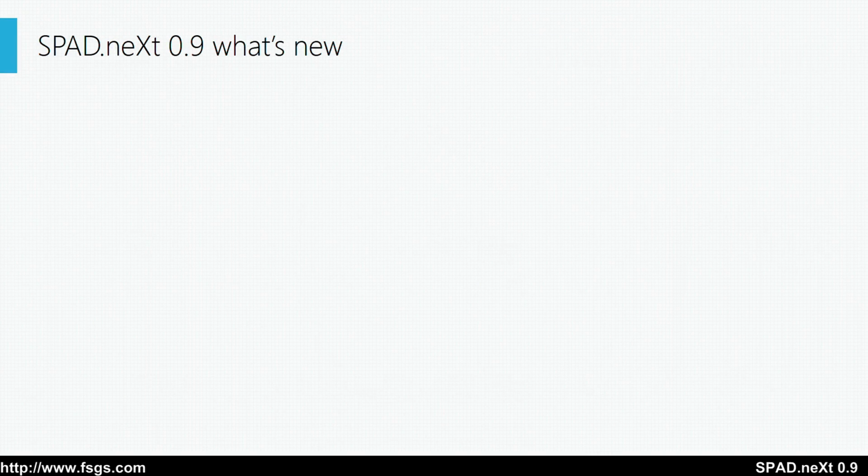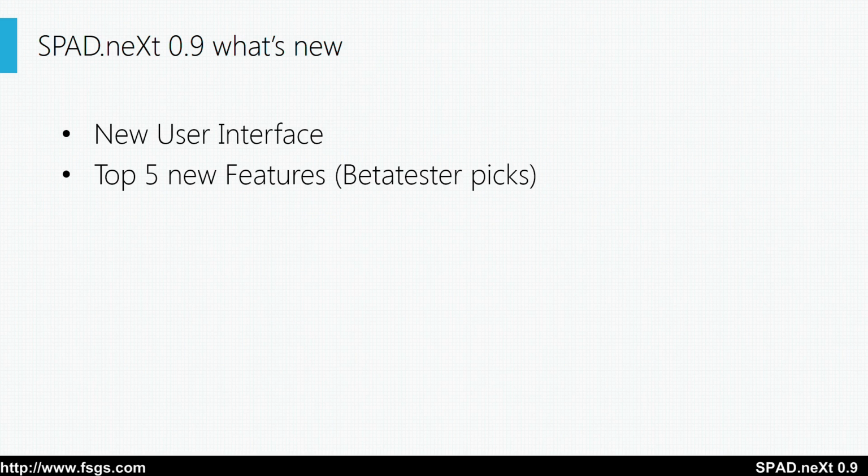So what's new in 0.9? First of all, we have an all new user interface. Forget everything you learned about SPAD.next the last months. The user interface got cleaned up completely. Everything looks the same and is used the same way. Of course, we have a lot of new features.